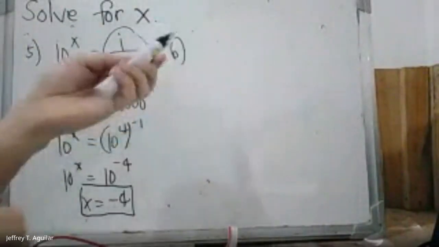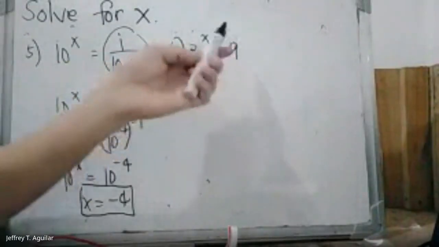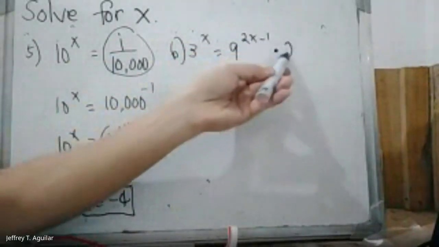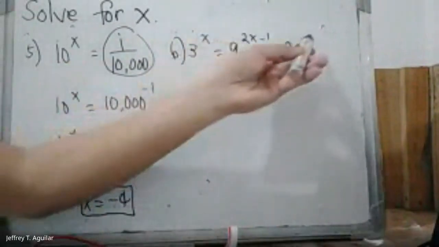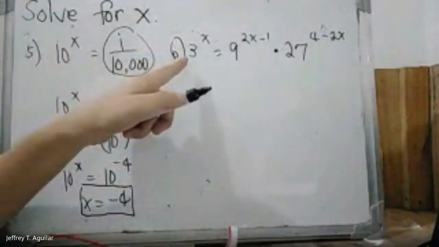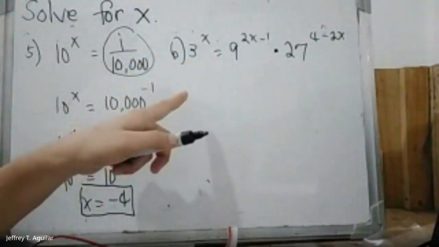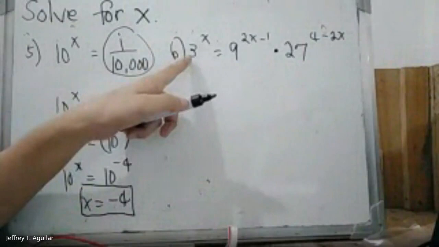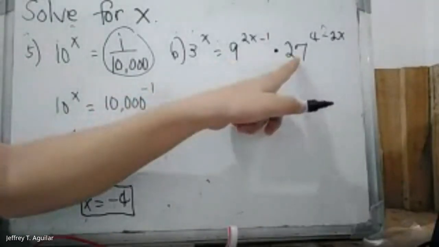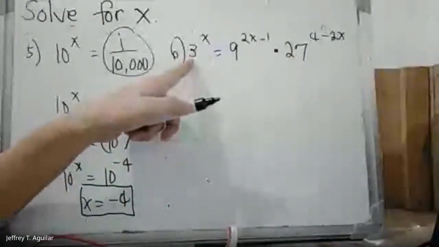Okay, last example. Assuming we have here 3 to the x is equal to 9 raised to the power of 2x minus 1 times 27 raised to the power of 4 minus 2x. At this point, what are the bases? 3, 9, and 27. But what must be our base here? 3. 3 could be the base because 9 can be written as 3 squared and 27 can be written as 3 cubed. 3 is already its base form, so you have to copy.